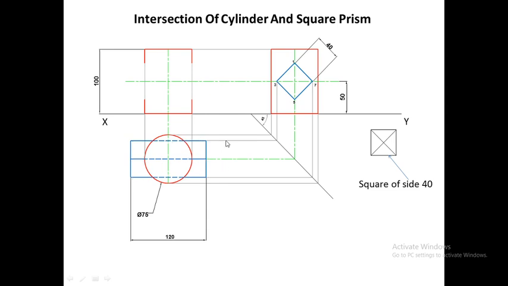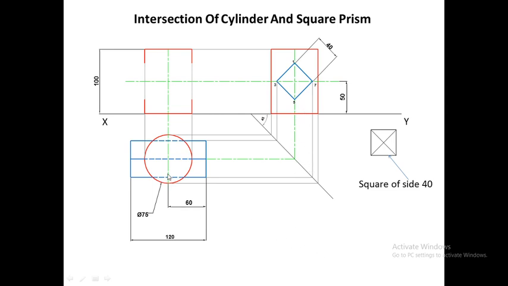In order to draw this rectangle, you have to take a distance of 60 mm from the center. That is, from the center you will take 60 mm towards right and 60 mm towards left. So you can see that I have marked a distance of 60 mm. Total length is 120 mm. And from the center you have to take 60 mm towards right and 60 mm towards left, and then complete the rectangle after taking the projection of these points in the top view.